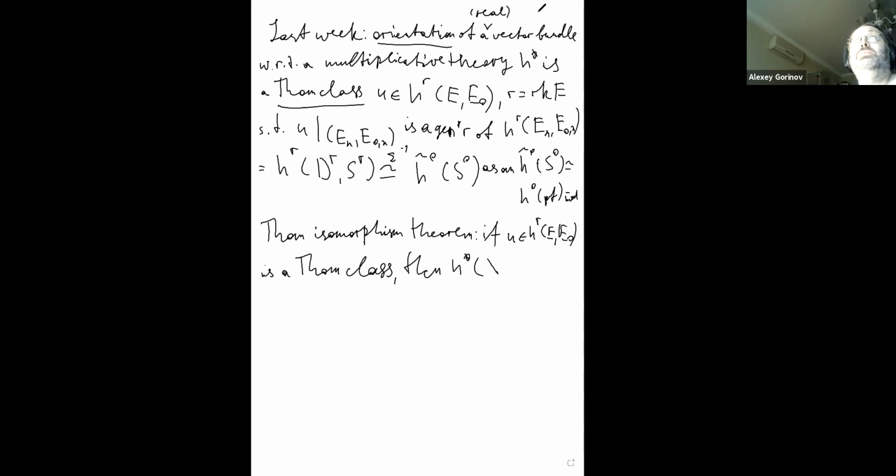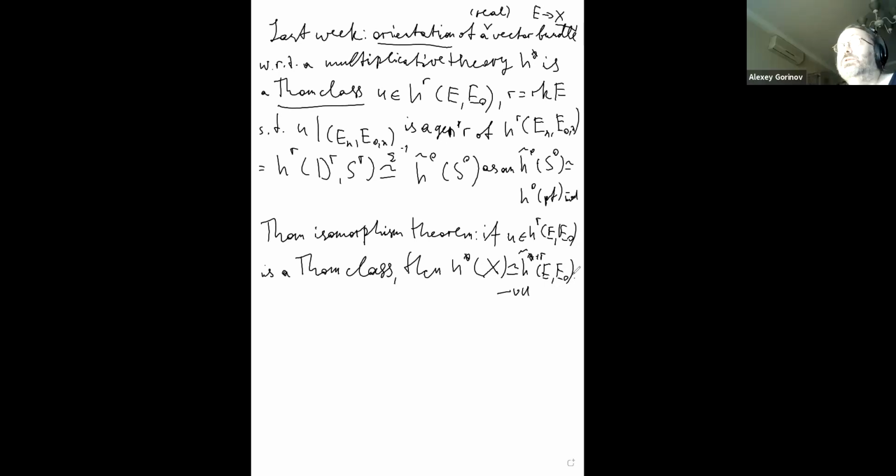By the way, let me denote the base of the bundle X. Then we have the isomorphism, which is given by capping with the Thom class. And that's where, what is E0 here? Well, E0, that's a good question. E0 is, meaning the total space of E minus the zero section. Okay, thank you very much. You're welcome. Hold on a moment.